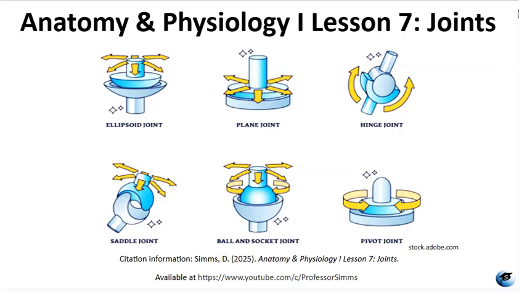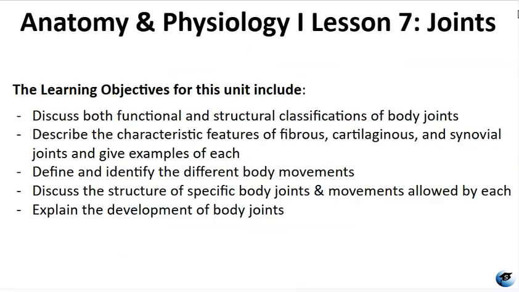In this unit, we will learn about the function and structural classifications of body joints, the features of fibrous, cartilaginous, and synovial joints. We are going to talk about the different types of movement and discuss the structures and movements allowed by each joint, and we will see how the body joints are developed.